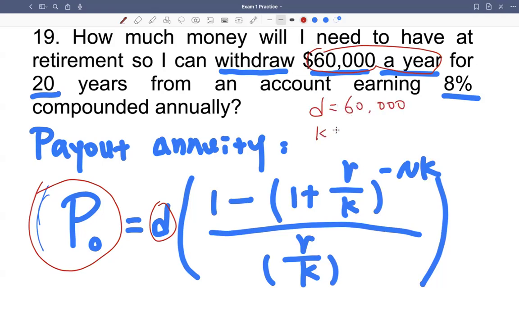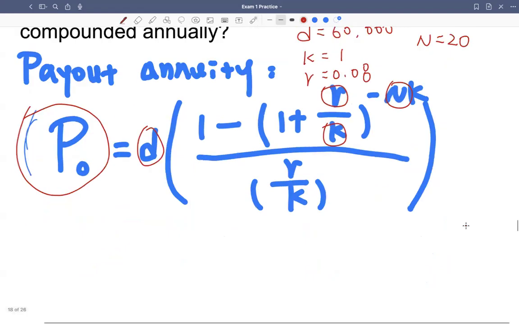And k, how many times do I withdraw in a year? k equals 1. And r equals 8%, which is 0.08. And n is for the next 20 years. So I have identified d, r, k, and n. Now I can put this data into the corresponding variables.